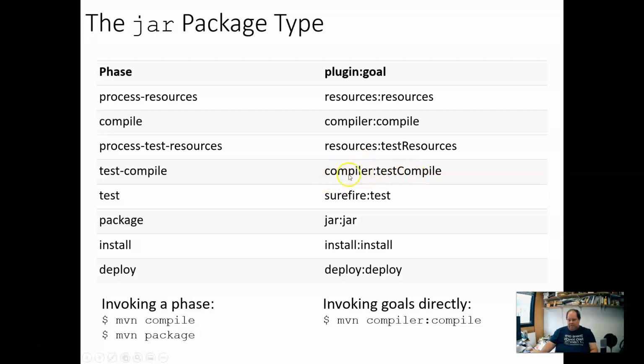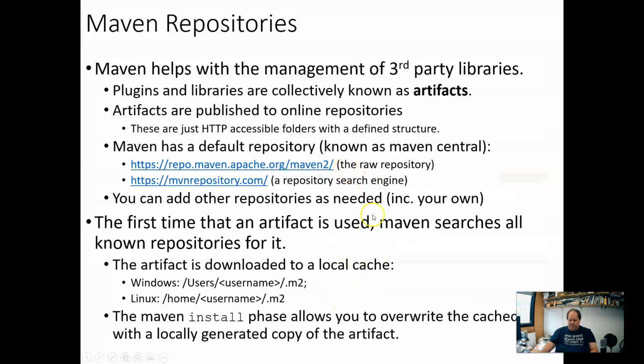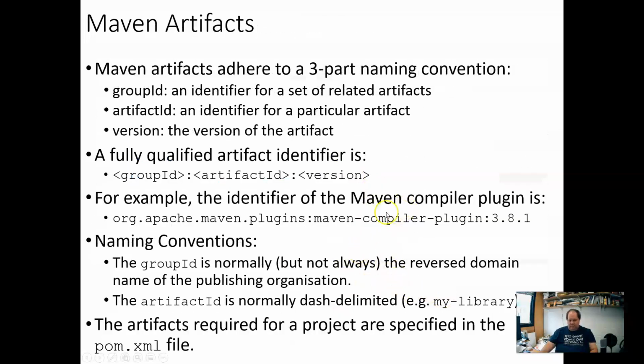This bit here, this compiler, is this part of the name. This is a special convention that Maven uses, so it allows you to have this long-winded name that tells you exactly what it is, but then you can use a shortened form of the name in just the case where it refers to a plugin, in order to make it easier to type.